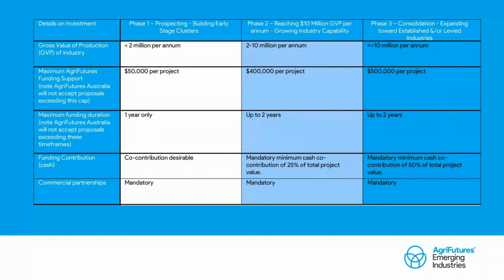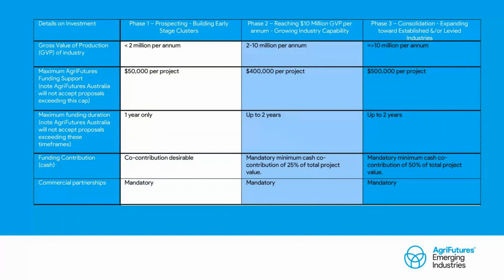So for phase 1, it's 50,000. Phase 2, it's up to 400,000. And phase 3, it's 500,000. We've got very strict timeframes around that as well. So phase 1, it's 50,000 over 1 year. Phase 2, it's 400,000 up to 2 years, and 500,000 up to 2 years for phase 3.